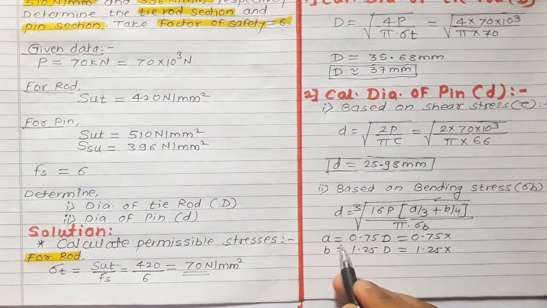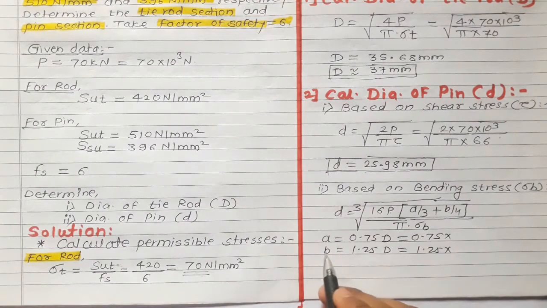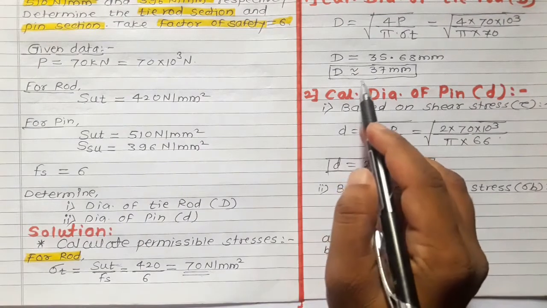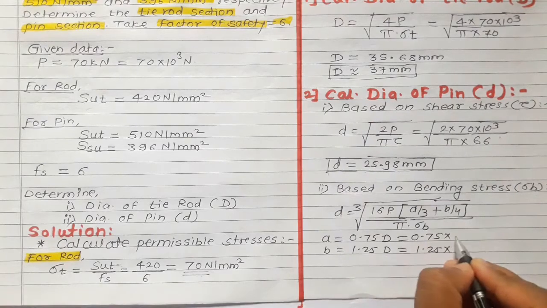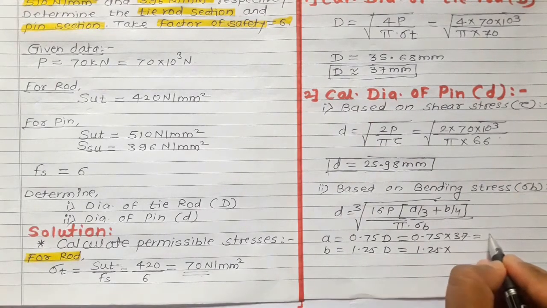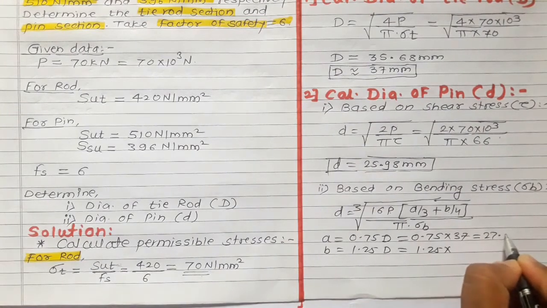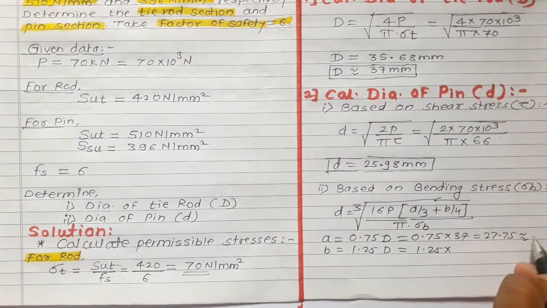This is the equation to calculate the thickness of the fork end, small a, which is equal to 0.75 times the diameter of the rod, that is capital D. And this is the equation to find the thickness of the eye end: small b is equal to 1.25 into capital D, the diameter of the rod. We have calculated the diameter of the rod as 37, so let us put the value of capital D here. 0.75 into 37, if you calculate this, you will get the answer 27.75.